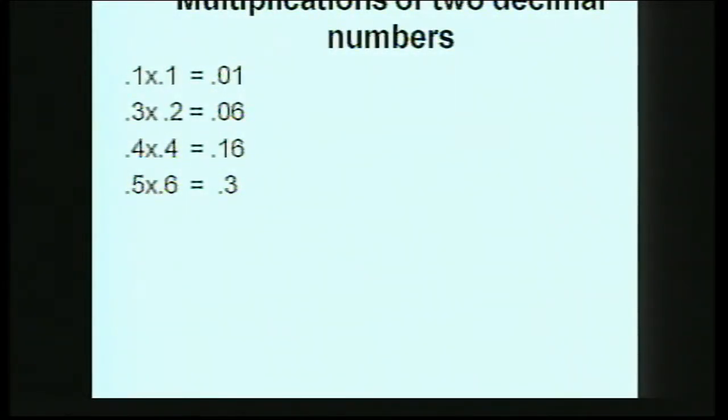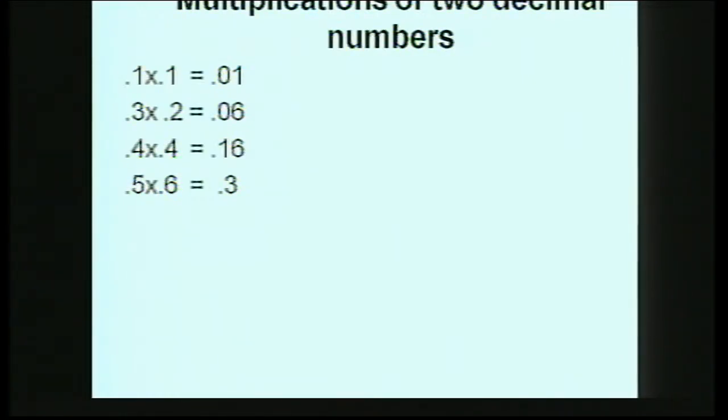In the first example, both numbers have decimals. After the decimal, the first has one digit and the second also has one digit. That means the total digits after the decimal point is 2. Similarly in the product, on the right side you see there are also 2 digits after the decimal. In the second example also, the left side has a total of 2 and the right side also 2.